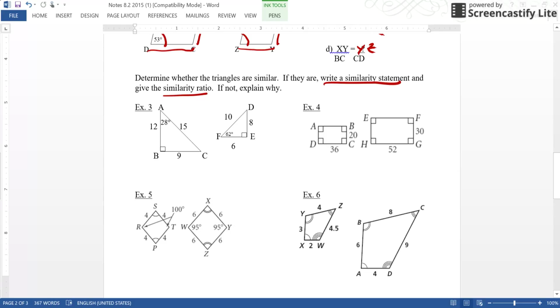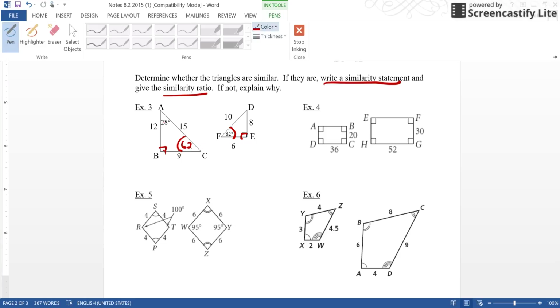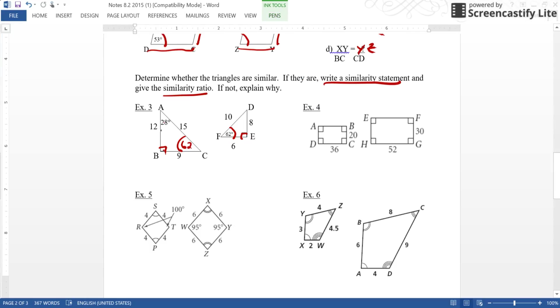Well, I need all the angles to be congruent. So here's a right angle here. Here's a right angle. That's congruent. I have 62 degrees here. Well, that's 28. But if I know this triangle right here, 90, 28, this is 62 degrees. So that's congruent. Okay. And then if I'm looking at this angle 28, well, this guy up here is 28. Probably can't see that, but that's 28 degrees. Okay. So all these angles are congruent.